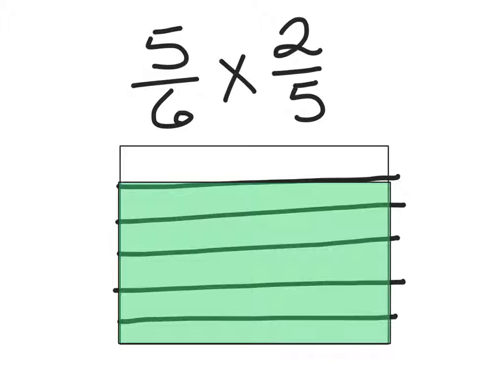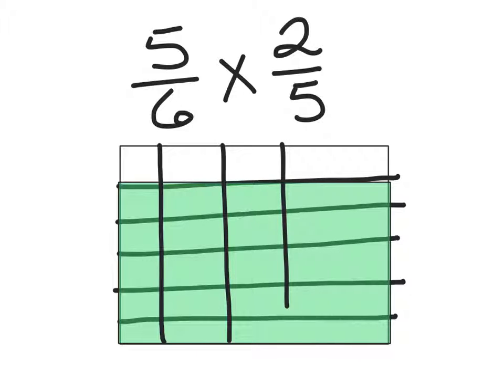And now all I have to do is create my fifths. So my fifths are going to go up and down like this. 5 parts means 4 lines. So let's go ahead and do that. 1, 2, 3, and 4 lines gives me 5 parts. 1, 2, 3, 4, and 5, right? Now I get 2 out of those 5.